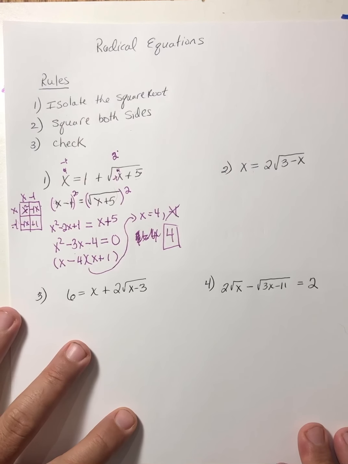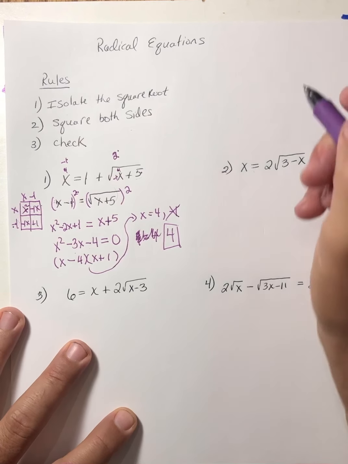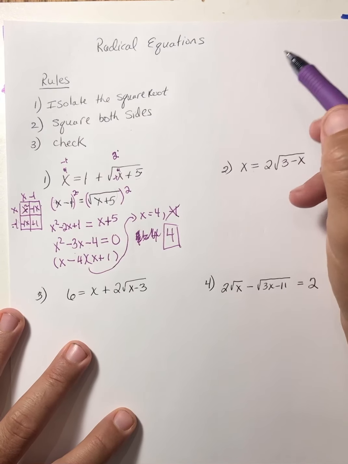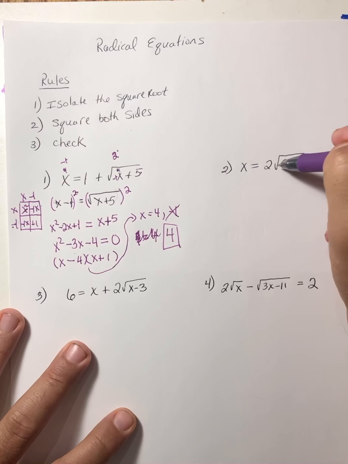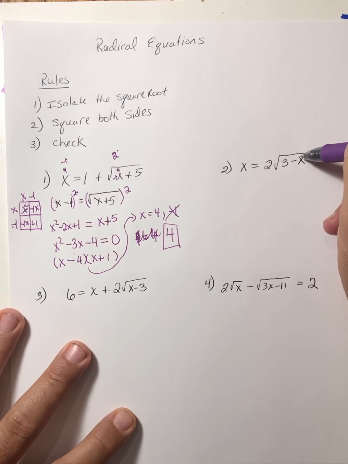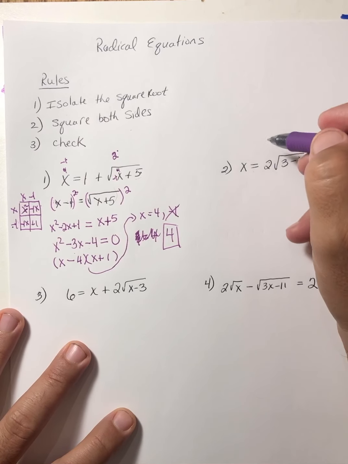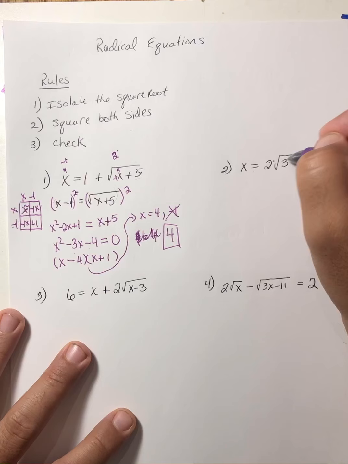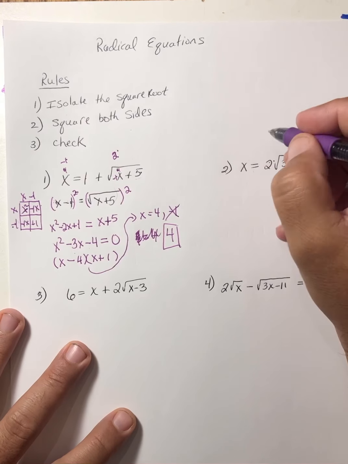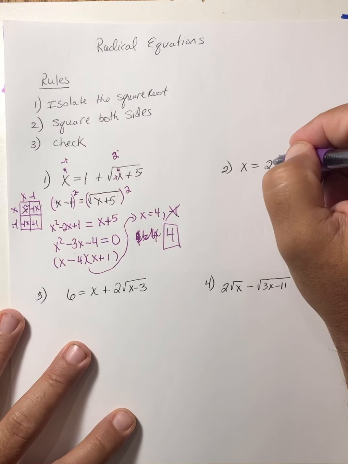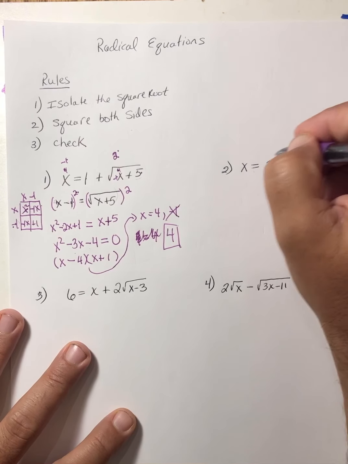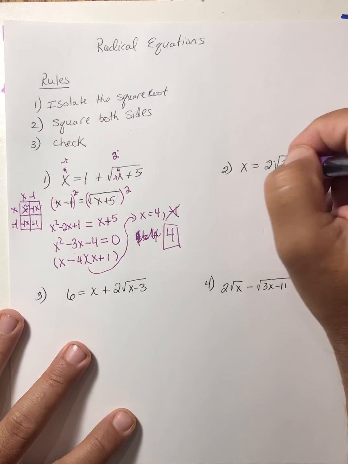Next one, number 2. Step 1, isolate the square root. Well, there's a 2 in front of the square root. It's isolated because it does not say 2 plus the square root of 3 minus x, or 2 minus. A number right next to the radical means 2 times the radical. So this is isolated. Don't move it.